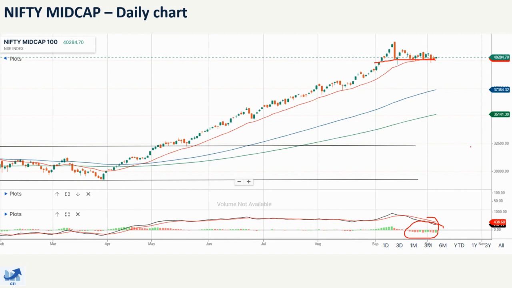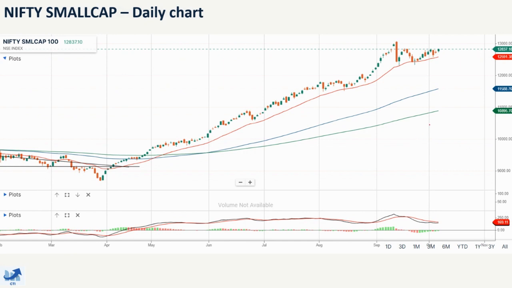We would like to wait and watch as to what is the action which is happening in the mid cap space. In the small cap space also, you can see not much of a big rally which is happening here. We did enjoy a good amount of rally from April, but right now it is taking a pause somewhere over here. So a lot of profit booking is happening in the small cap space as well. So nothing much in the small cap space as far as I am concerned.